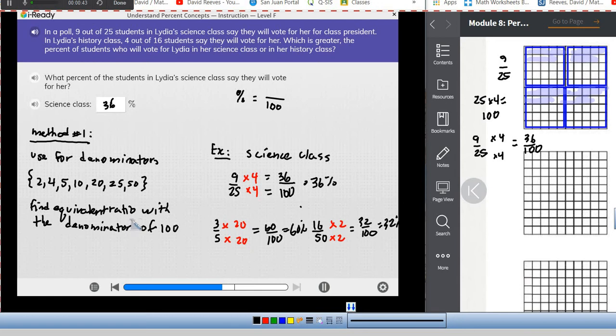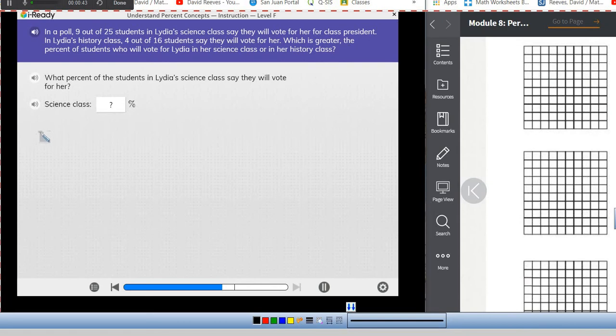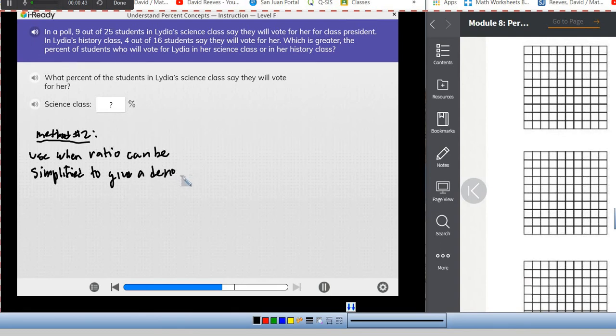Okay. I'm going to clear all this out, and I'm going to go to method number 2. Method number 2. And this you use when the ratio can be simplified to give a denominator that is a factor of 100.